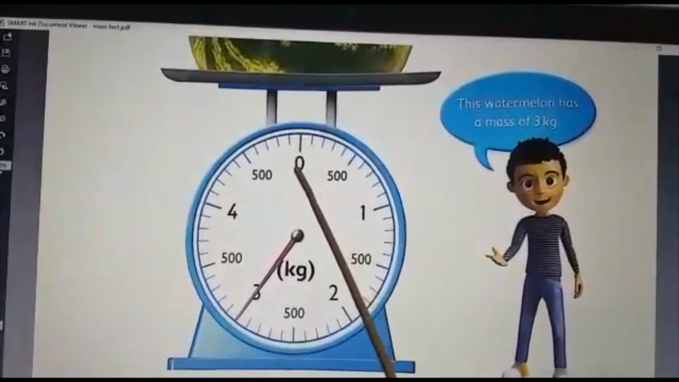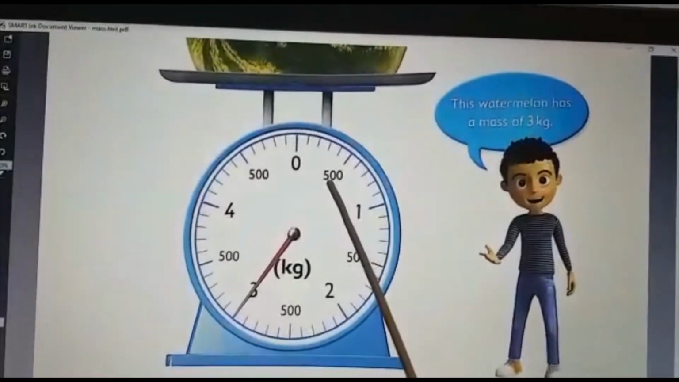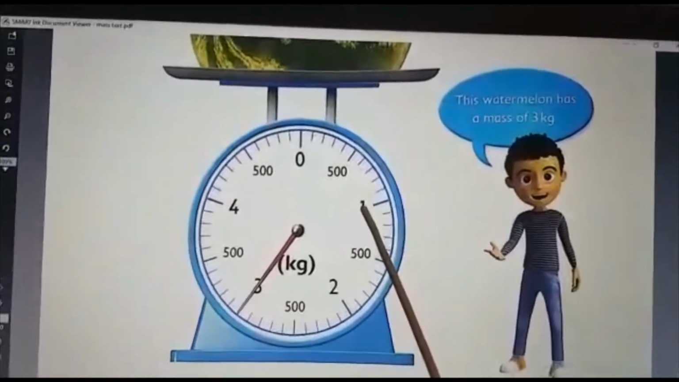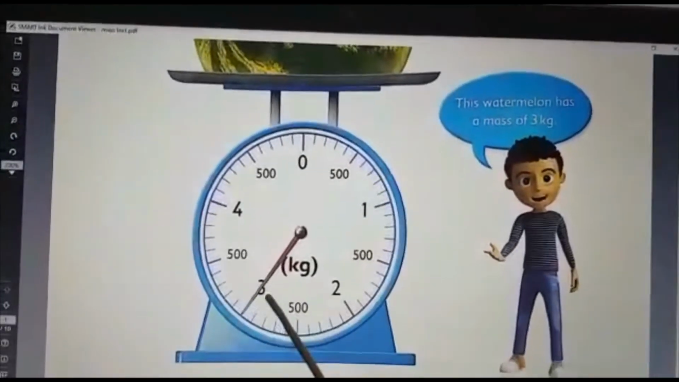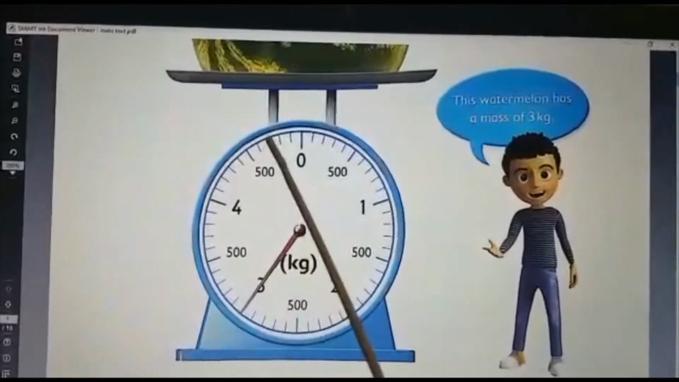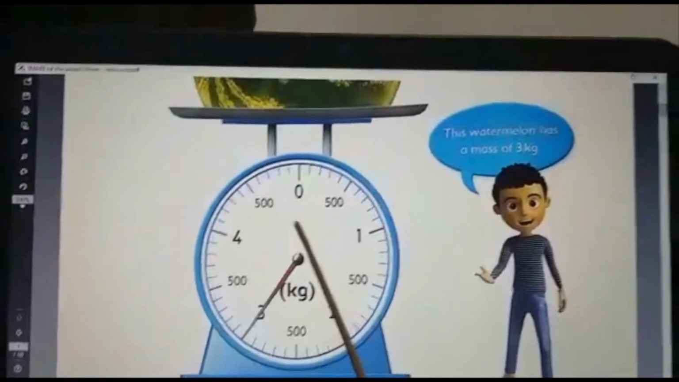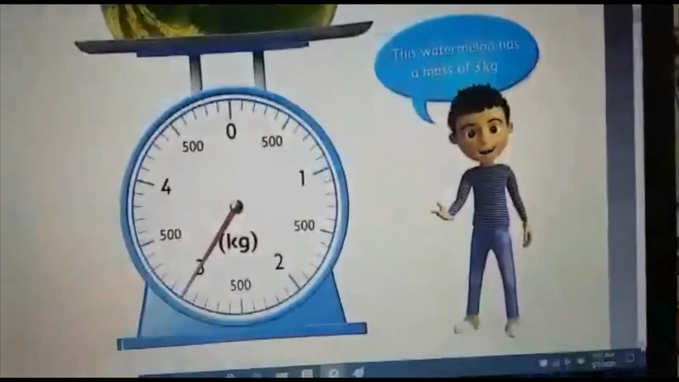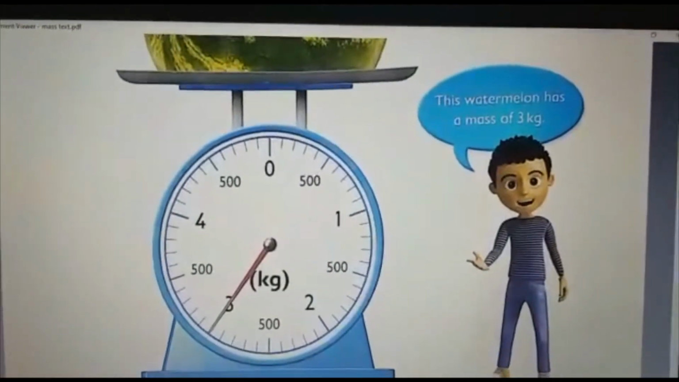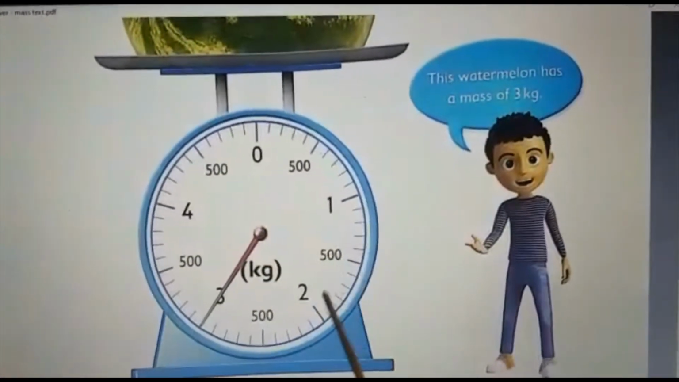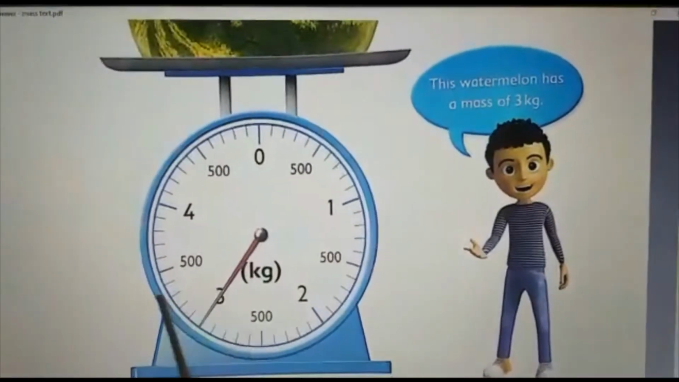So we start from 0, then comes 500. 500 means it is not kg, it is 500 grams, okay? When it comes to 1, we say 1 kilogram, 2 kilograms, 3 kilograms, 4 kilograms, then 0. That means maximum up to 5 kilograms I can measure in this. So what is the measure of this watermelon? We look at the needle and we can say it is exactly 3 kilograms.